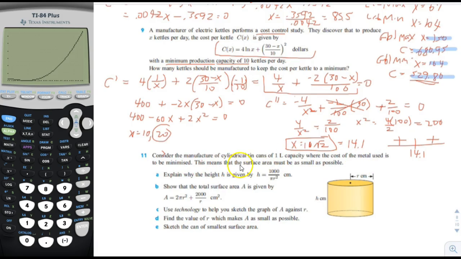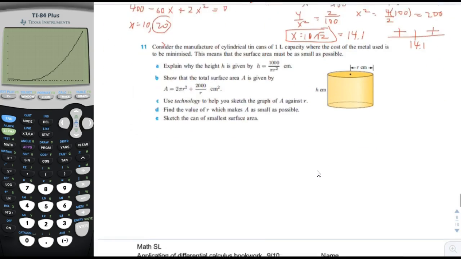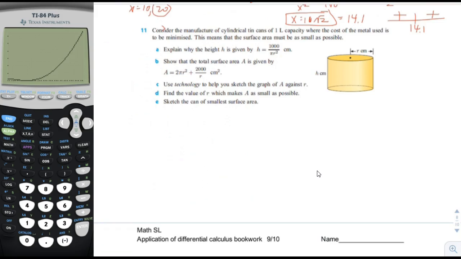11. Consider the manufacture of cylindrical tin cans of 1 liter capacity where the cost of material used is to be minimized. This means that the surface area must be as small as possible. Explain why the height h is given by h equals 1,000 over pi r squared centimeters. So basically, let's first write an equation. They want to minimize the surface area of the cylinder. And remember that a cylinder has 3 pieces. It's got a lid, it's got the bottom, and it's got the sides.